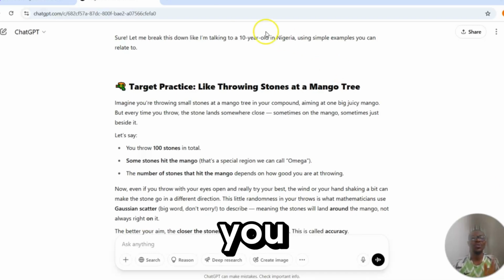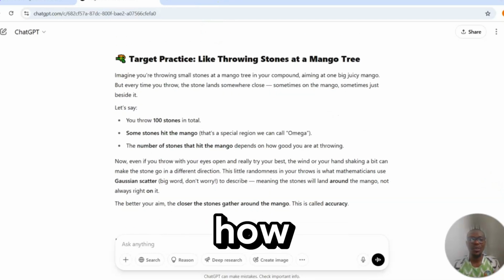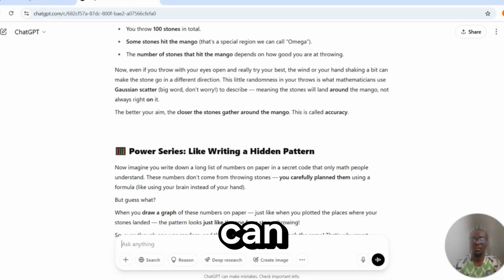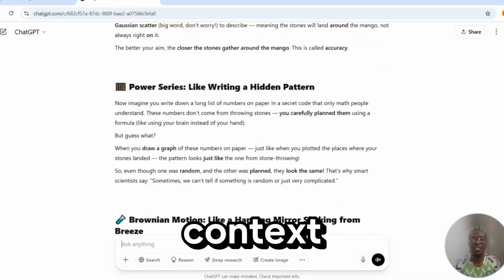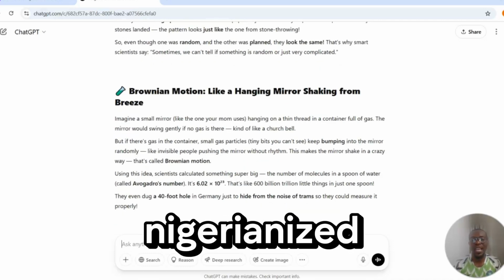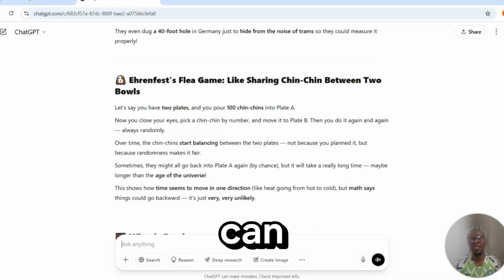Just understand what you can use this for and how you can combine tools, and how you can put it in the context you are very familiar and conversant with. Like in this case, we Nigerianized it, so we can understand it.